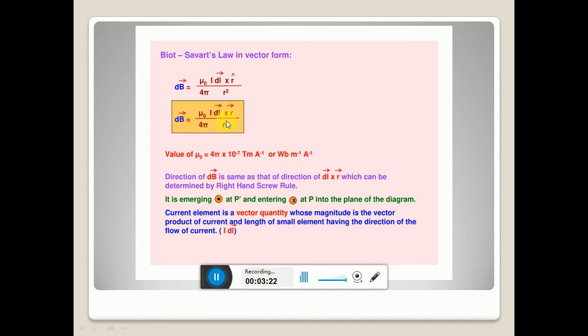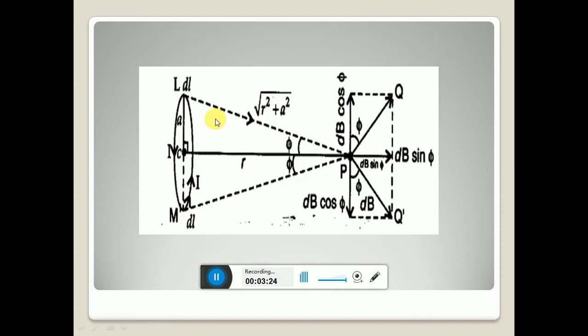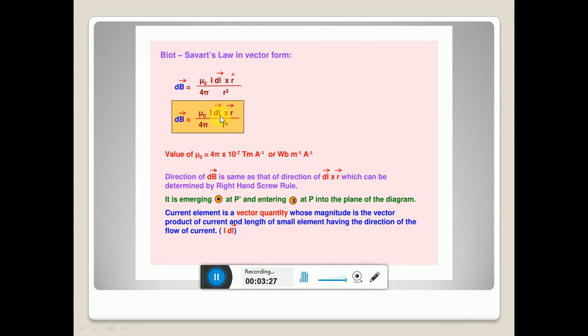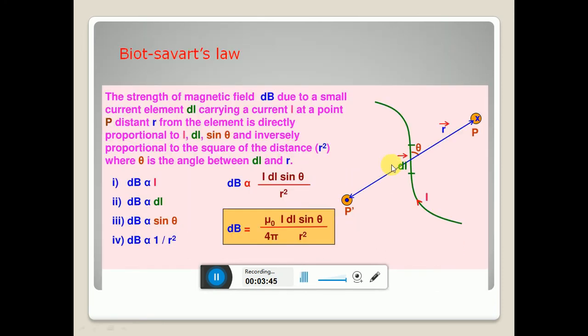So what is the direction of this magnetic field? Again moving on to the equation for A cross B. If A bar and B bar are two vectors, then C bar is equal to A bar cross B bar. The direction of C bar will be perpendicular to both A bar and B bar. Here in this diagram dl is pointing in the vertical direction, and assume that r is pointing along the x-axis, horizontal direction. Then B bar has the direction along the z-axis, perpendicular to both dl and r.